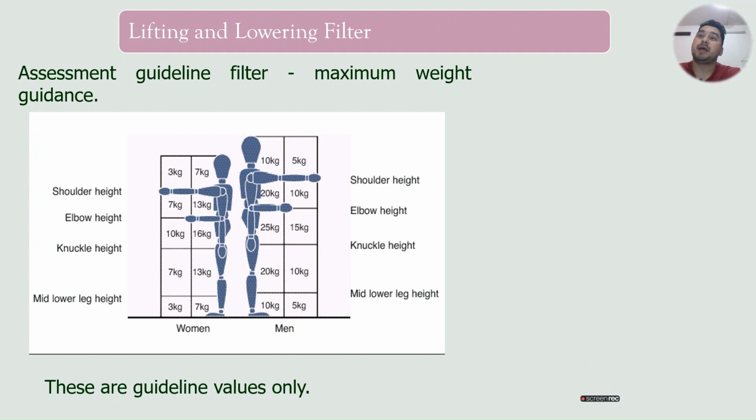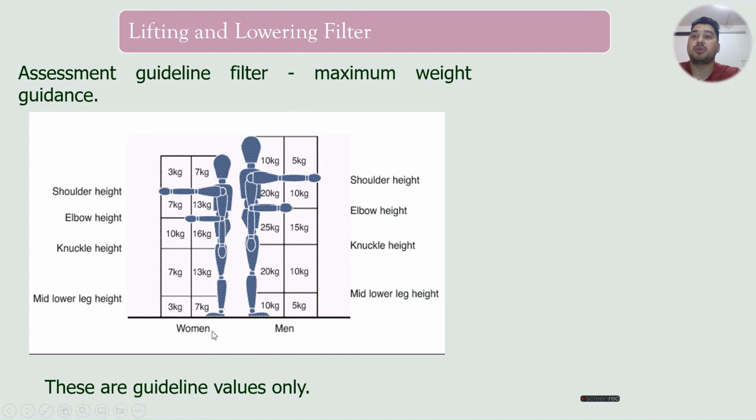Lifting and lowering filter. Assessment guideline, filter maximum weight guidance. In this one you can see the shoulder height, and there is 7 kg here. Whenever the weight goes above the shoulder height, the limit gets less. If you are holding the weight near your body, above shoulder level it is 7 kg. If you are holding the weight away from your body, it is 3 kg. So whenever you are lifting the weight near your body, you can lift more weight compared to far from your body.